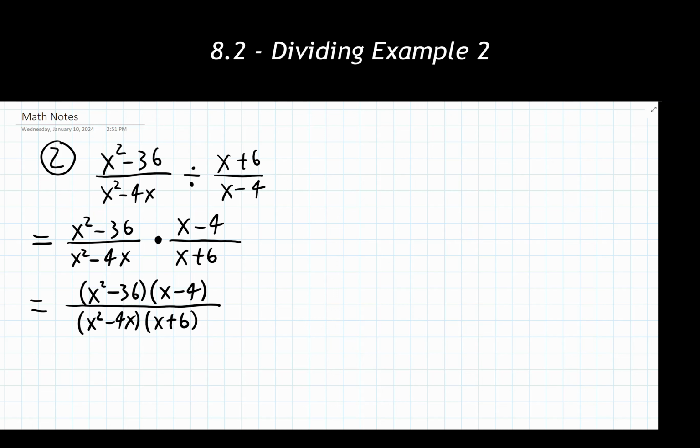So can I factor anything in my numerators? Yeah, I can. I'm looking at this x squared minus 36. That is a difference of squares. So this x squared minus 36 is going to become x plus 6 times x minus 6. This x minus 4 isn't changing at all. I can't factor anything out from there, so it's just going to come down exactly as it was.